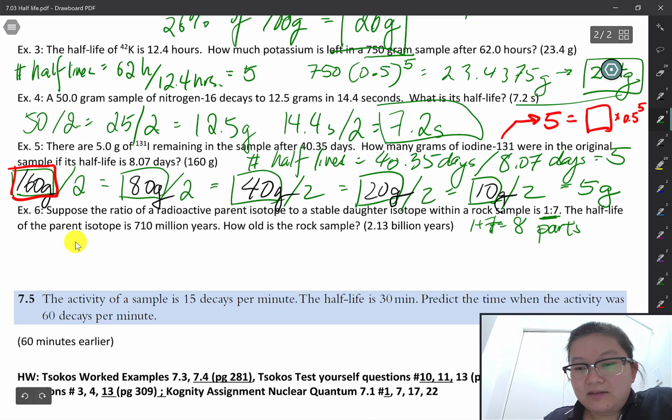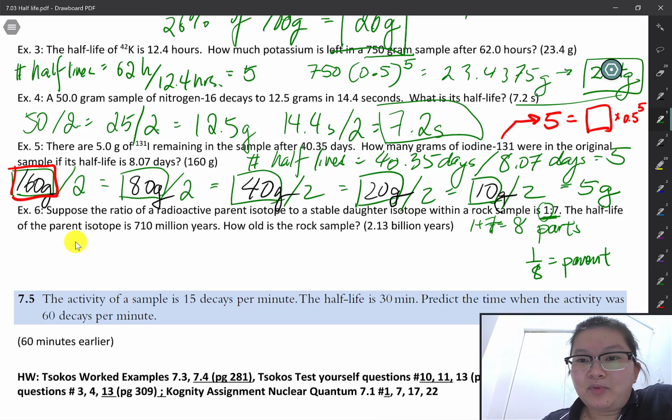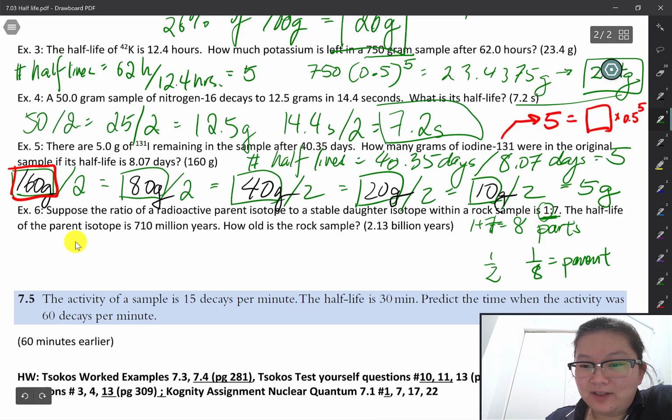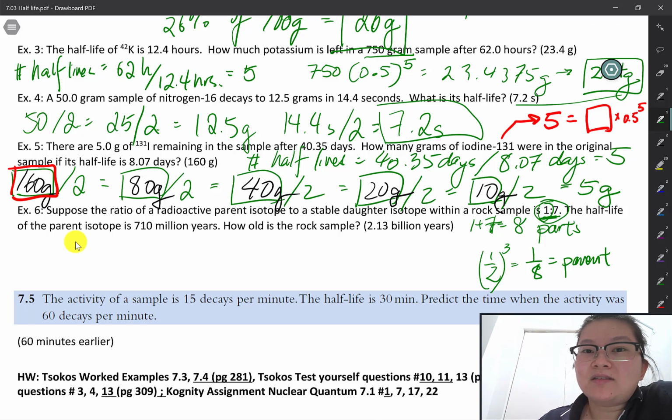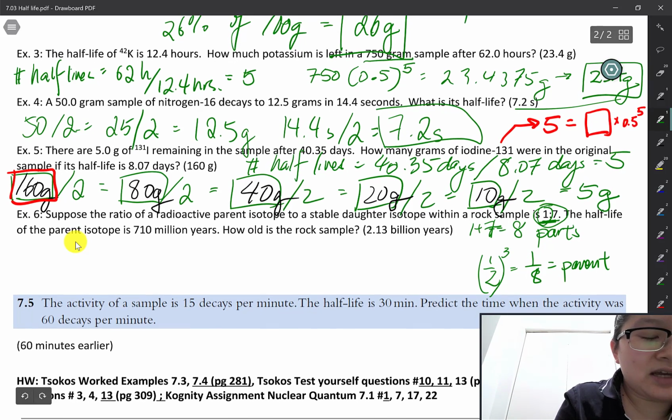Meaning the parent takes 1 part of the 8. Okay, the parent takes 1 part of the 8 equals parent. So that's essentially a fraction of the sample that is now parent. In fact, 1/8 is in fact 3 half-lives. So 1/2 to the power of 3, or times itself 3 times, is essentially 1/8. So based off this ratio, we're able to figure out the number of half-lives, which is 3.